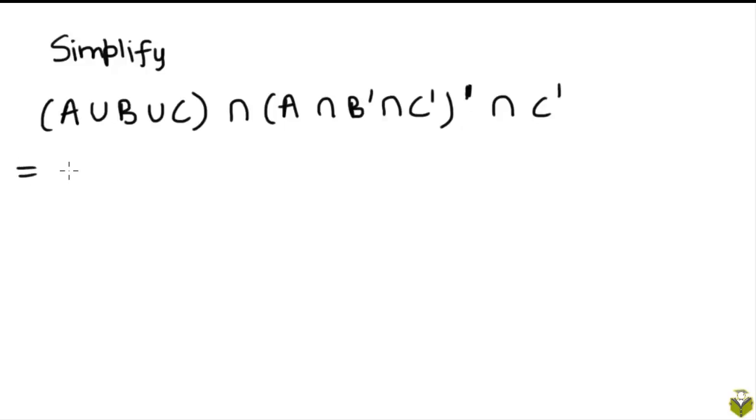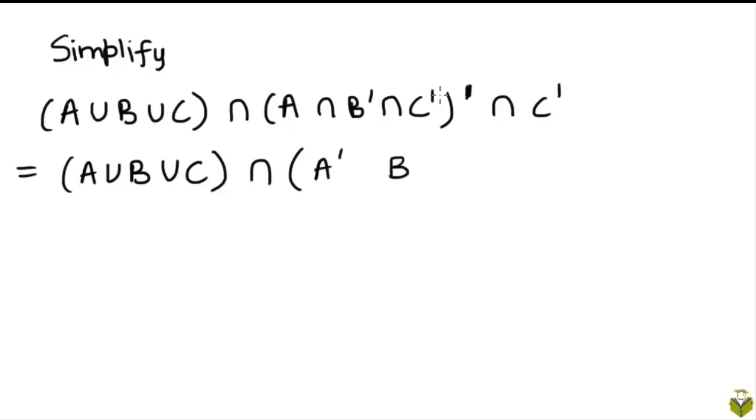So let's keep the first term as it is, A union B union C, and intersect it with, if we push the complement inside, this A will become A complement, this B complement will get double complemented and become B, this C complement will become double complemented as well and become C, and these two intersection signs will change to unions. So we're just applying De Morgan's laws here, and the third term remains as it is.